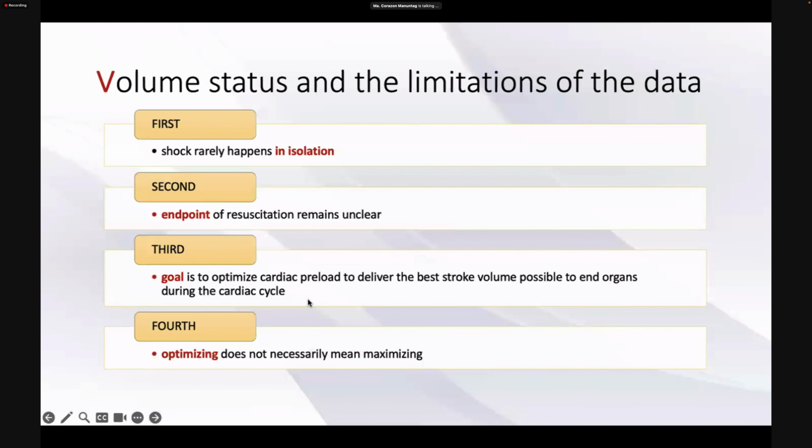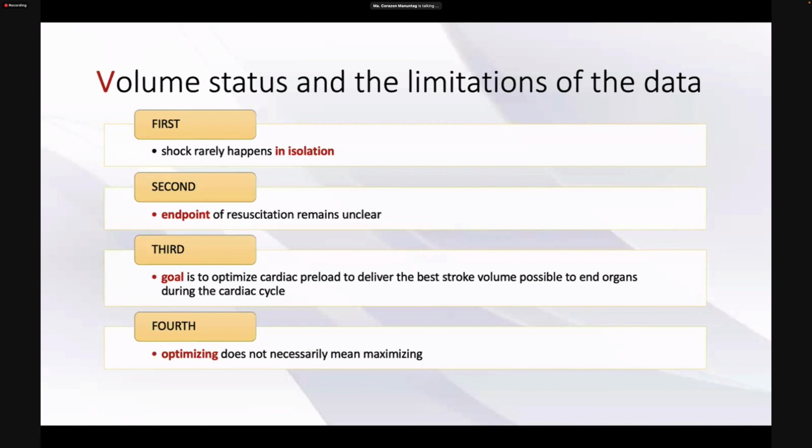So, first, shock rarely happens in isolation, especially pag nasa setting ka na ng ICU. This is different from your acute trauma wherein most likely it's either tension, and if it's not tension, it's hemorrhagic shock. So, you have no issue. Ang best resuscitation fluid is blood. Pero in the ICU, hindi na siya in isolation likely. So, it can either be may halo na siyang sepsis, may halo na siyang blood loss, hemorrhagic shock, ano.